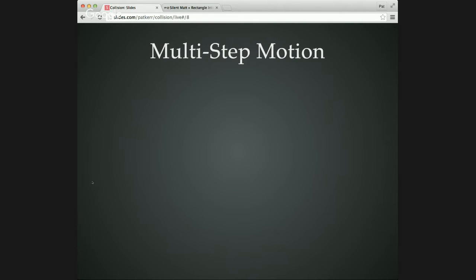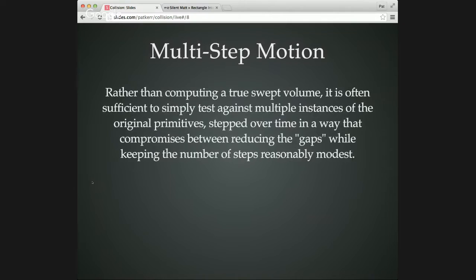One of the standard cheats for this is to use multi-step motion. The idea is that rather than computing the full swept volume, which is hard, you simply take snapshots of the object over time as it's moving from where it was to where it wants to be. And instead of just comparing the old position and the new position, you also compare some intermediate positions along the way. If you do enough of those to fill up the gaps in the motion, you get an acceptable, solid result.